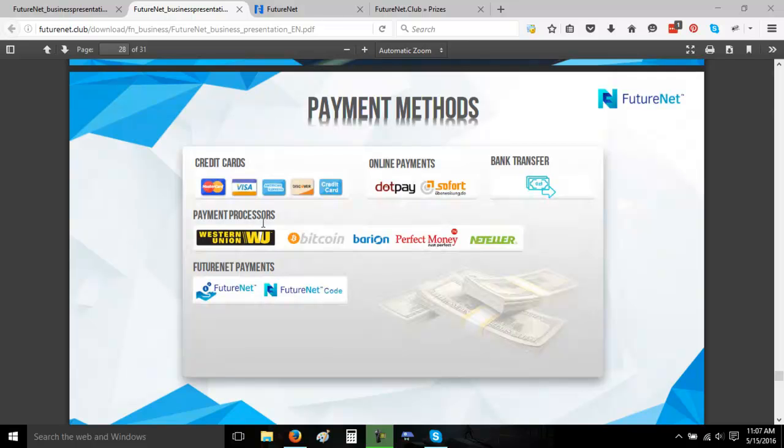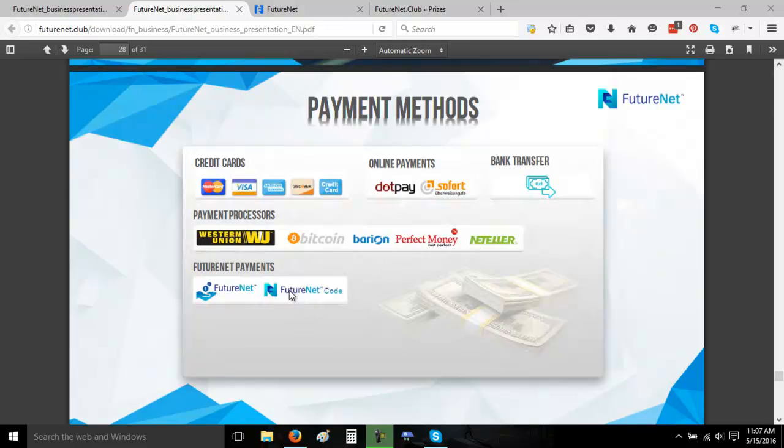Now, like I said, credit cards is what you can use. You can also use Dot Pay. You can do a bank transfer. You can do Western Union. You can even use Bitcoin, which is very popular. Payeer, Perfect Money, and Neteller.